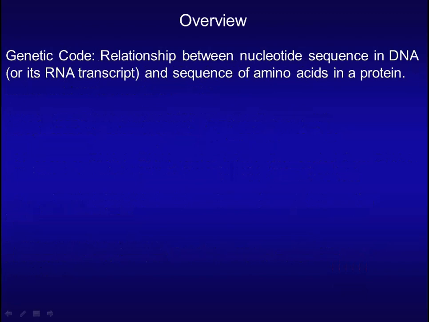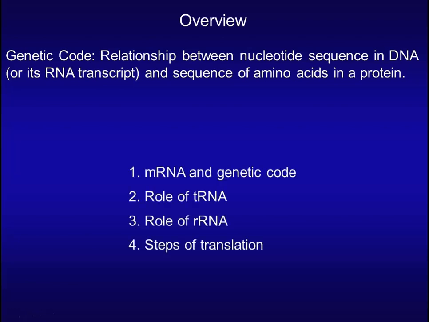In this entire process, a key topic is centered around genetic code. Genetic code describes the relationship between nucleotide sequence in DNA or its RNA transcript and sequence of amino acids in a protein. For this lecture, we will cover 4 topics. The first topic is about mRNA and genetic code. Second topic is about tRNA. Third topic is about rRNA. For the fourth topic, we will examine steps of translation.